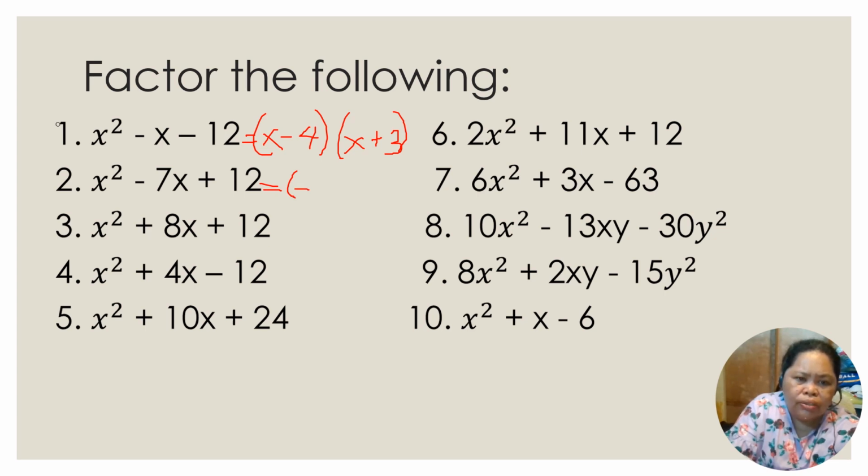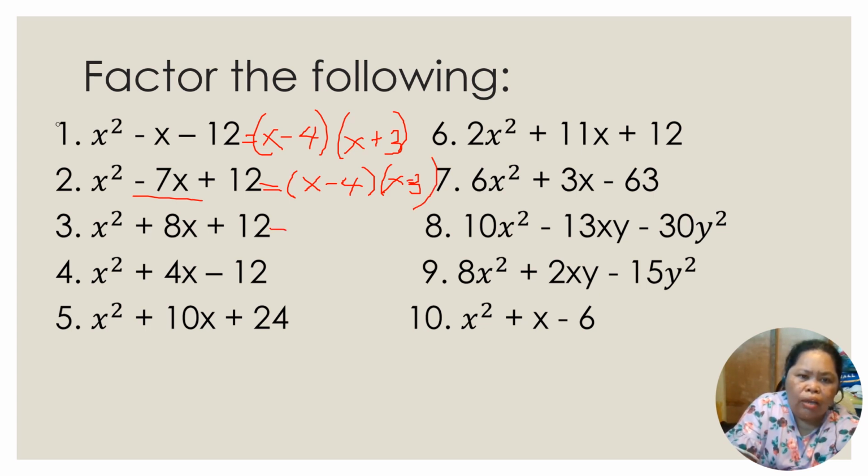Okay, please wait, I'm going to erase. You have x minus 4. Since our middle term is negative 7, all our answers should be negative. So x minus 3. That's the factor actually.